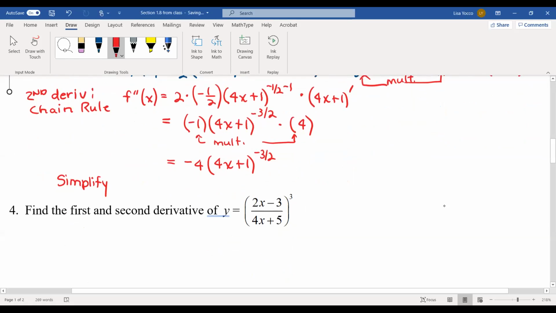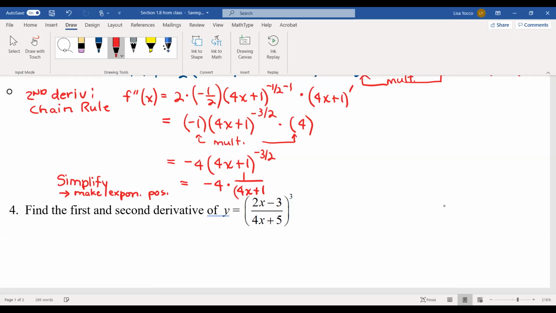So to simplify this, there are two things we do, but the first thing we have to do is make the exponent positive. So that means put 4x plus 1 to the positive 3/2 in the denominator, and then I can multiply the negative 4 and the 1 together. I'm just going along with the fact that the original problem had a radical, so I'm writing the answer with a radical. So that's the second thing I did there.